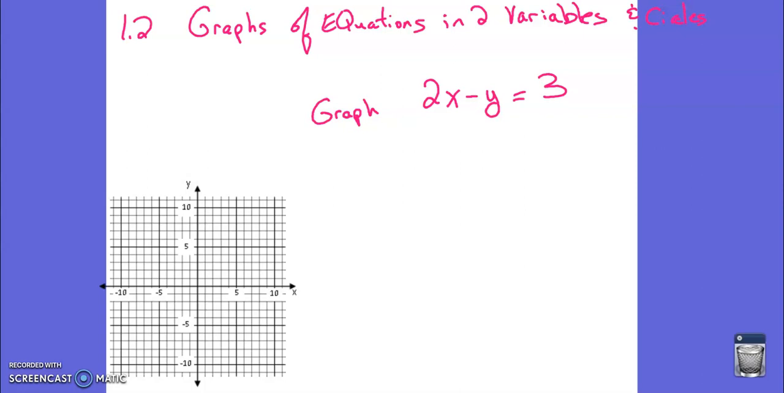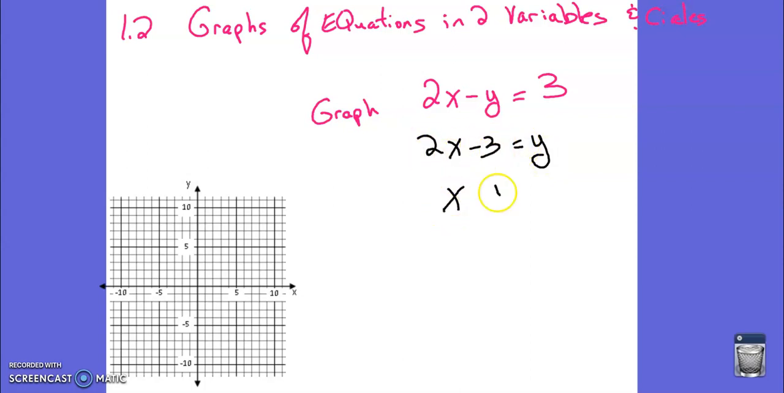1.2 Graphs of equations in two variables. And also this lesson talks about circles as well. All right, so if we had to graph, again, this equation has 2x and y. It's up to you how you want to do this. You make an XY chart, or a lot of us would just simply solve for y equals mx plus b.